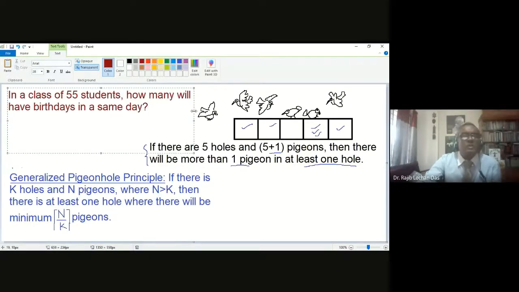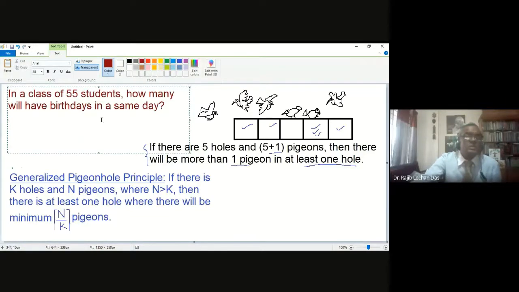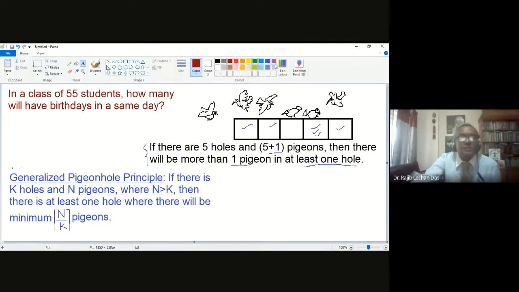Same day means Sunday, Monday, Tuesday. These are the days. So in this case, 55 is the number of pigeons. So we can think n as 55. And same day, so the question will come, how many days? That will be 7 days. So 55 students is actually your n, and 7 is actually your k.